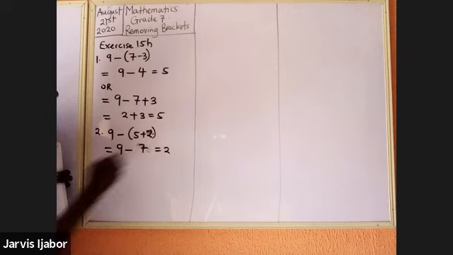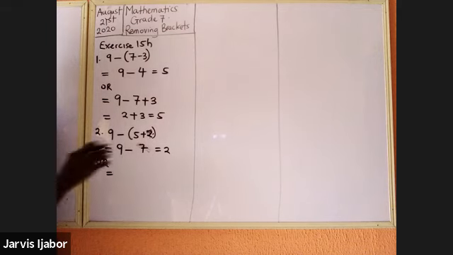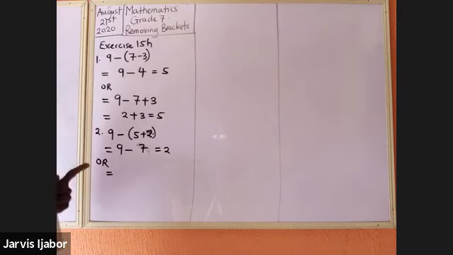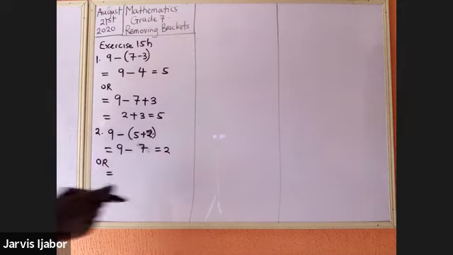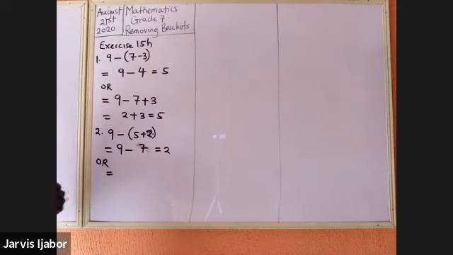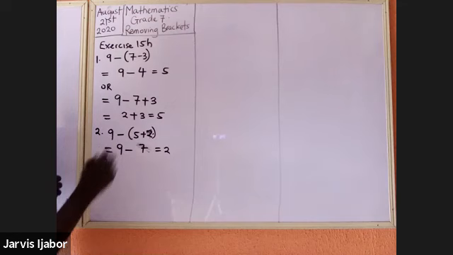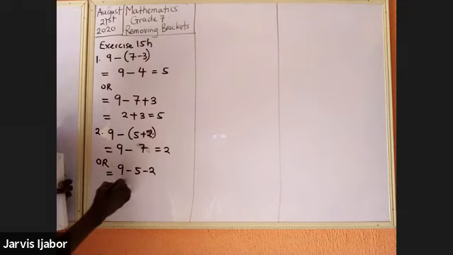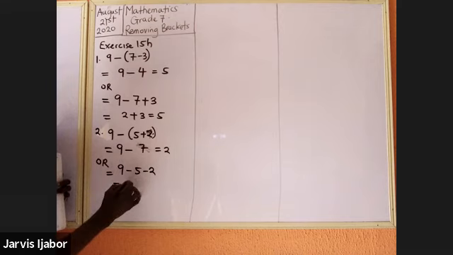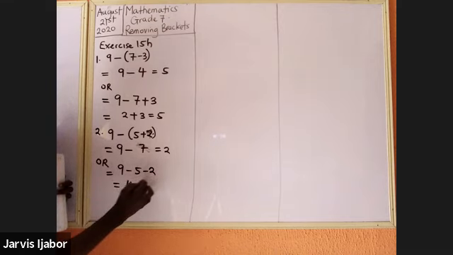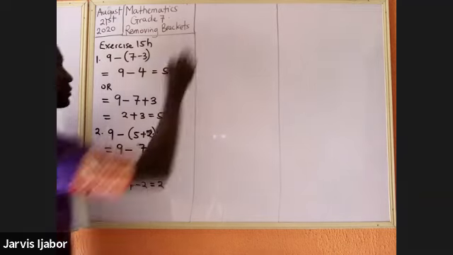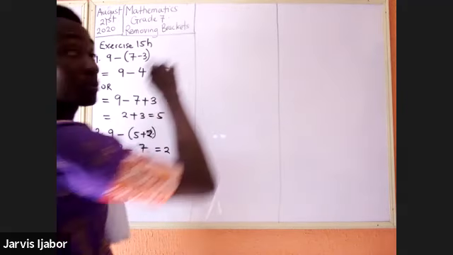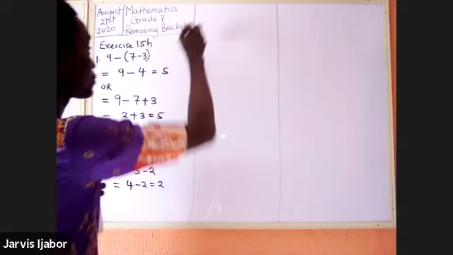2. Or method 2. Please, you're not required to use both methods. Just for you to see, because when we are going into algebra, the second method might suffice better than the first. This will be 9 minus 5 minus what? 2. What does that give you? 4 minus 2, and that will be what? 2.